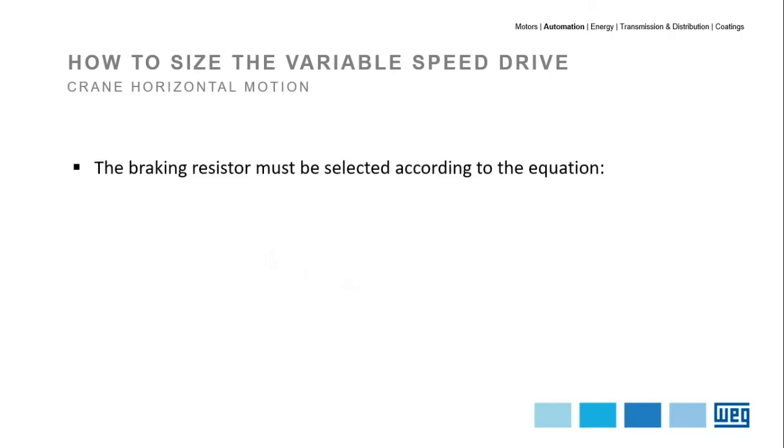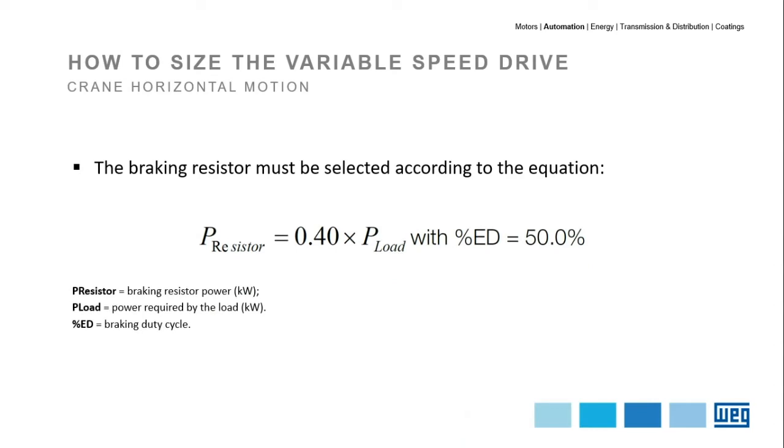And again, with respect to the braking resistor, this is the equation that we suggest to be followed. Braking resistor power equals 0.4 multiplied by power required by the load, considering a braking duty cycle of 50%.